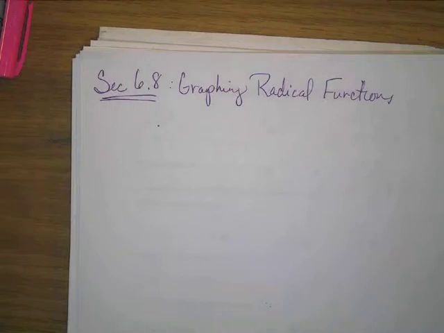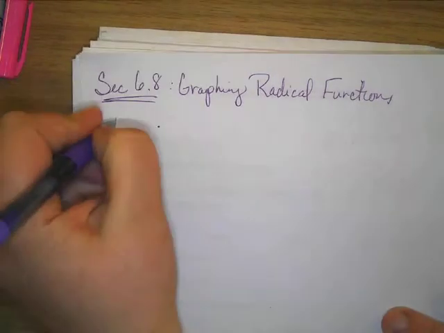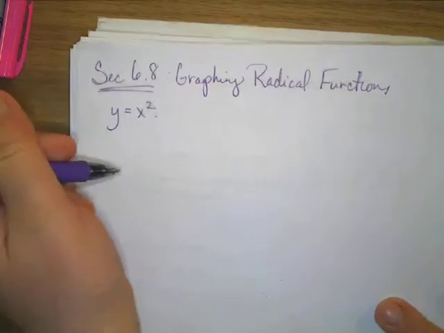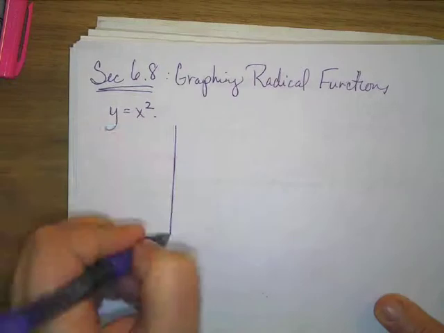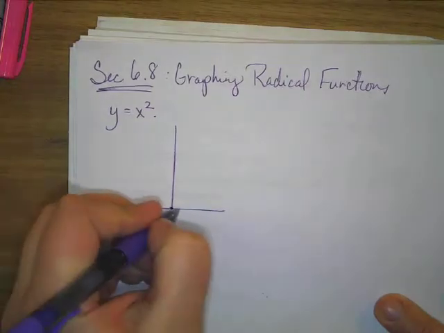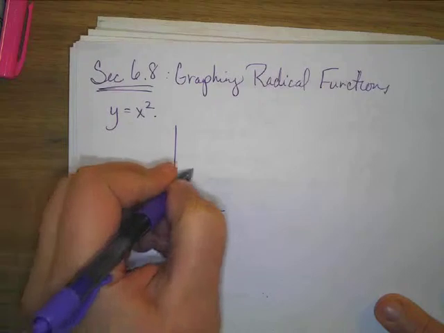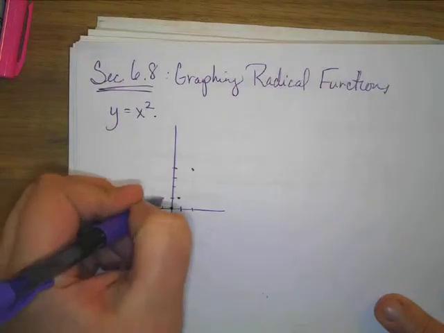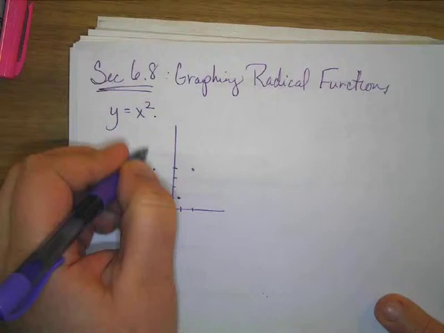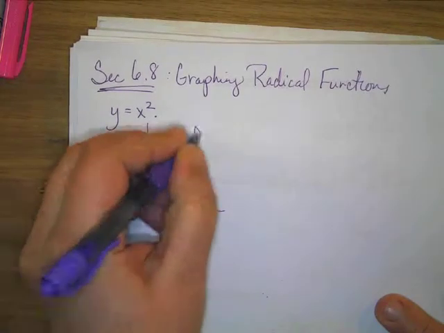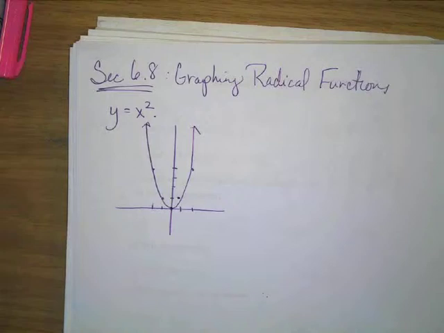So here's the big problem with even powers. If we look at the graph of y equals x squared, we know what that looks like, right? Where's the vertex? 0, 0, goes to 1, 1, goes up to 2, 4. And then it's the same back here because the axis of symmetry helps us out. So there's our parent function of a quadratic.